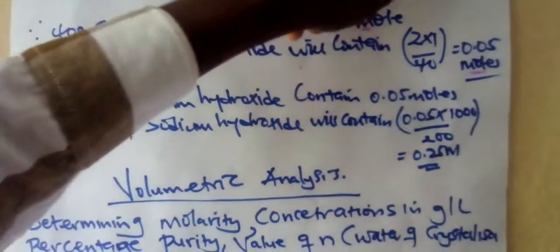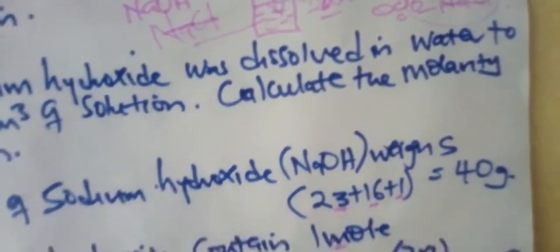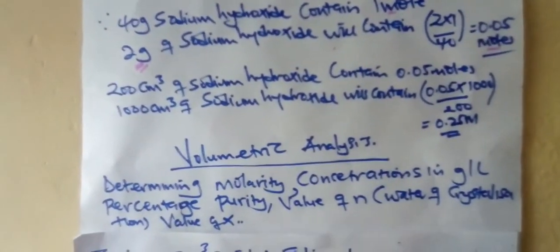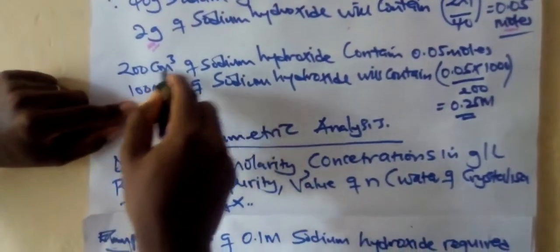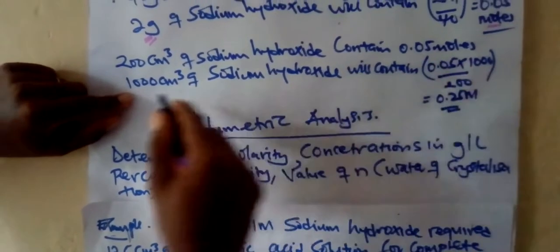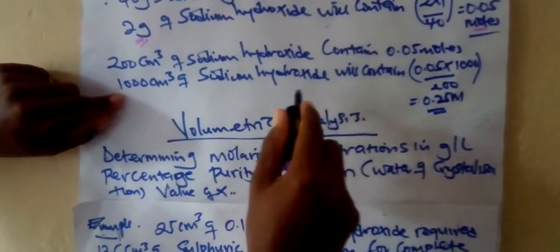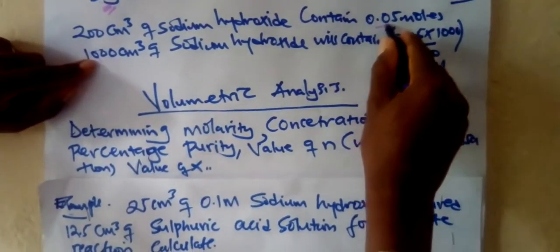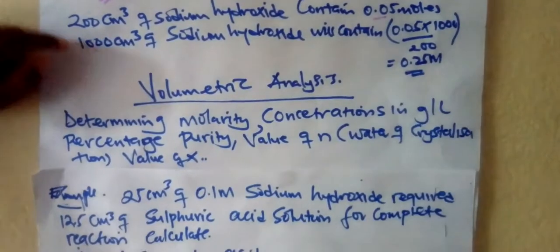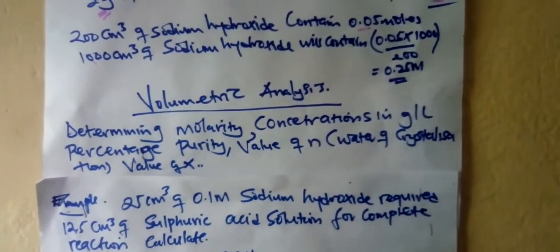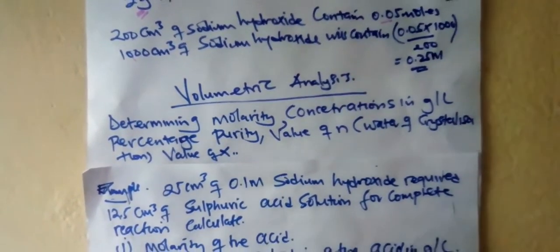So those are moles in 200 centimeters cubed. Now, what is the molarity? Change those moles from 200 to 1000. So 200 centimeters cubed of sodium hydroxide contain 0.05 moles. What about 1000 centimeters cubed? Cross multiply, 1000 times this over that, and we get 0.25 molar. So that is the molarity of that solution. I think you have got the molarity.